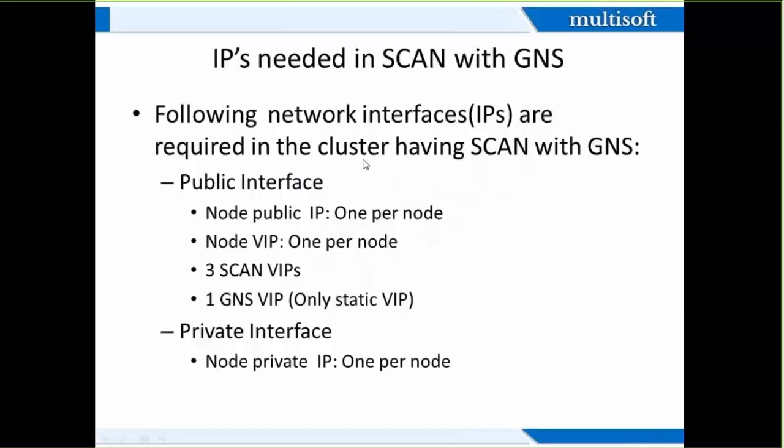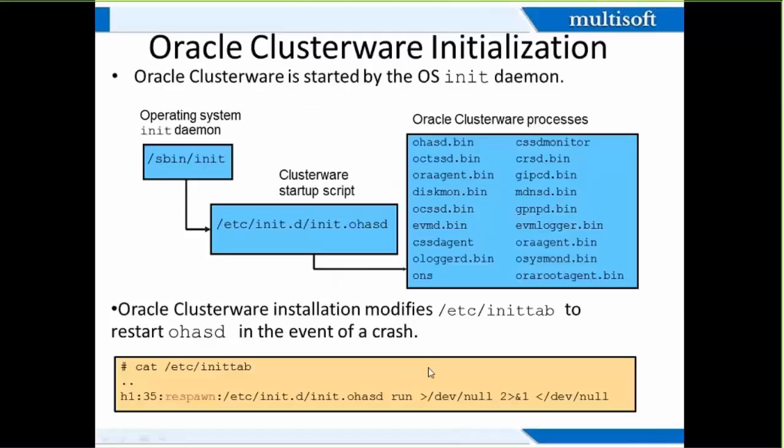Now, in case of SCAN with GNS, every node should have at least one public IP, right? One public VIP, 3 SCAN VIPs, and 1 GNS VIP, and a private interface, 1 node IP.